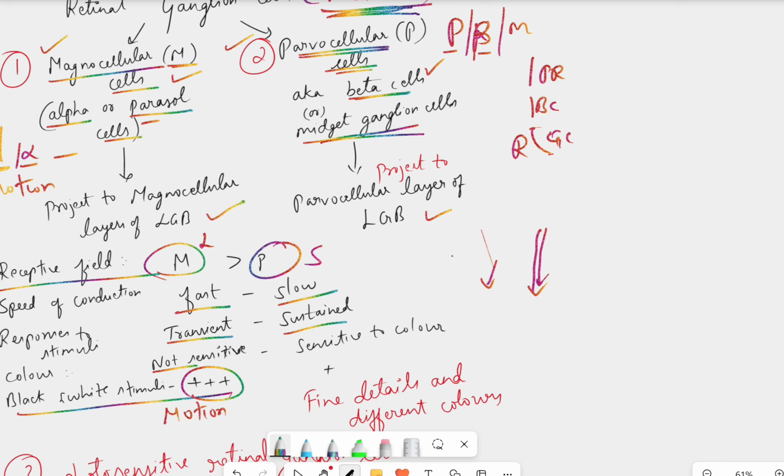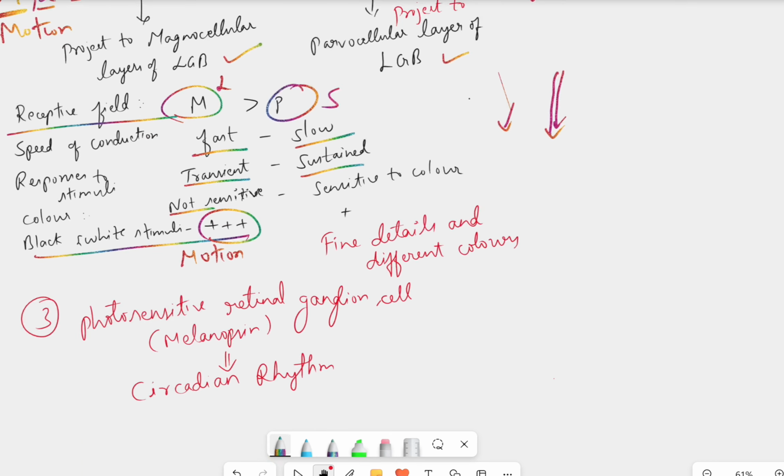The response will be noted for a longer time, and parvocellular cells are mainly responsible for color vision and finer details. So the parvocellular pathway will tell us what the object is, meaning what its color is, and the finer details are what is detected by parvocellular ganglion cells. Magnocellular ganglion cells will mainly tell us where the object is and how fast it is moving, right? So that is the main difference between these two types of cells.